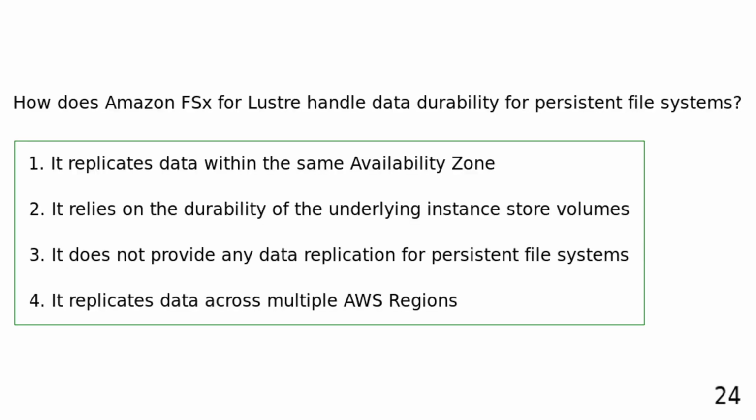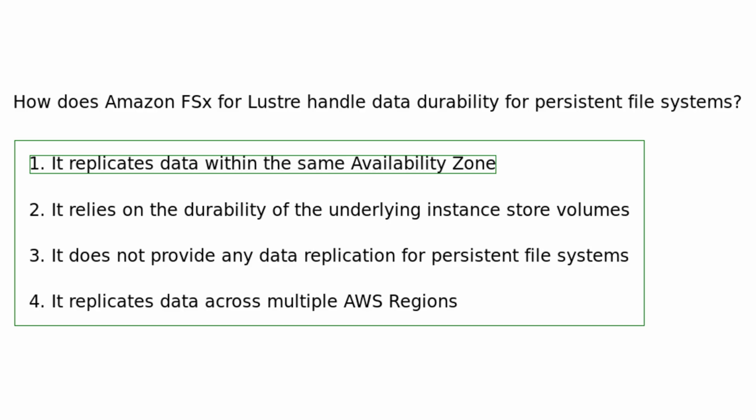How does Amazon FSx for Lustre handle data durability for persistent file systems? It replicates data within the same availability zone. It relies on the durability of the underlying instance store volumes. It does not provide any data replication for persistent file systems. It replicates data across multiple AWS regions. FSx for Lustre persistent file systems replicate data within the same availability zone to provide high levels of data durability.